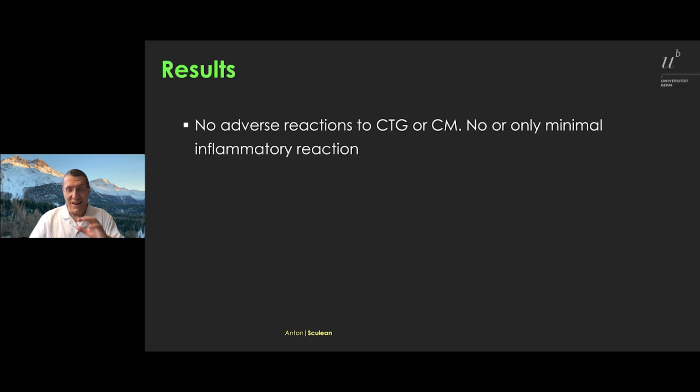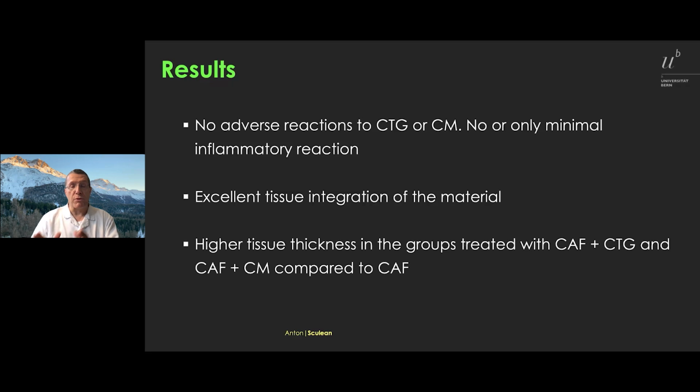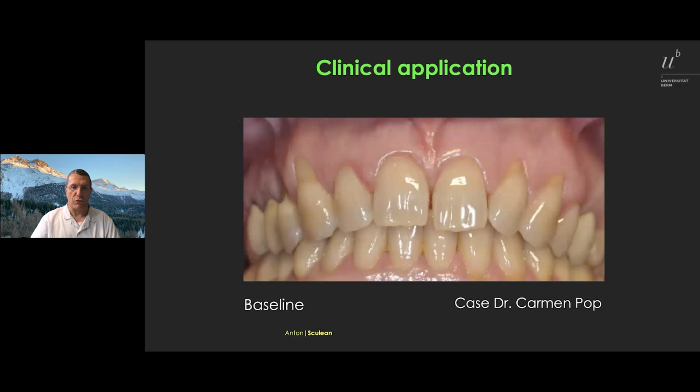Interestingly, we had less epithelial proliferation using the collagen matrix, and we had a very nice tissue integration of the material. In terms of tissue thickness, we also observed a quite nice increase in tissue thickness, and we couldn't find differences between the connective tissue group and the group that was treated with the collagen matrix.